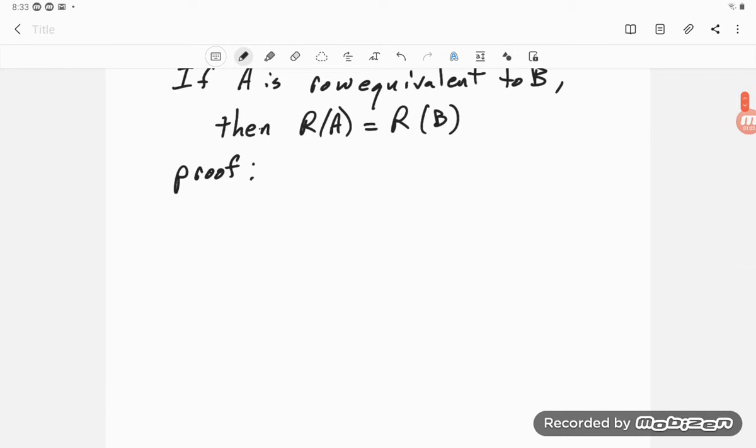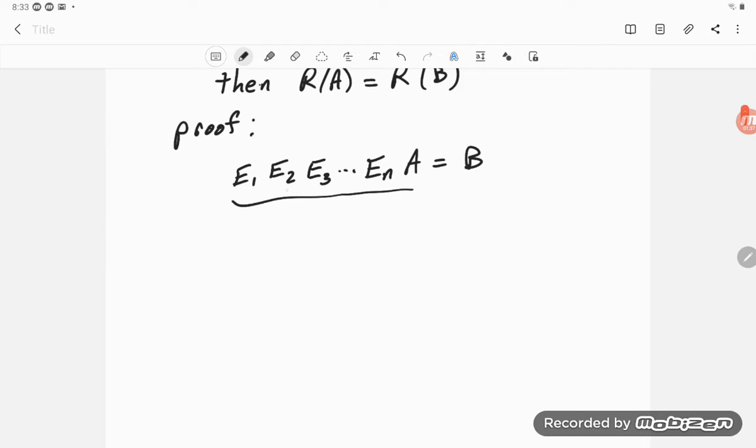So if A is row equivalent to B, what that means is I took a bunch of elementary row matrices and multiplied those by A to get B. Okay, how many? I don't know. Is B in reduced row echelon form? I don't know. Doesn't matter. But this is what I did.